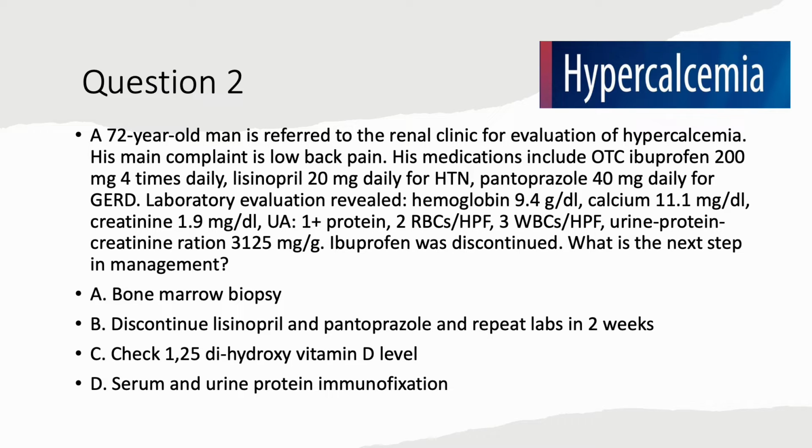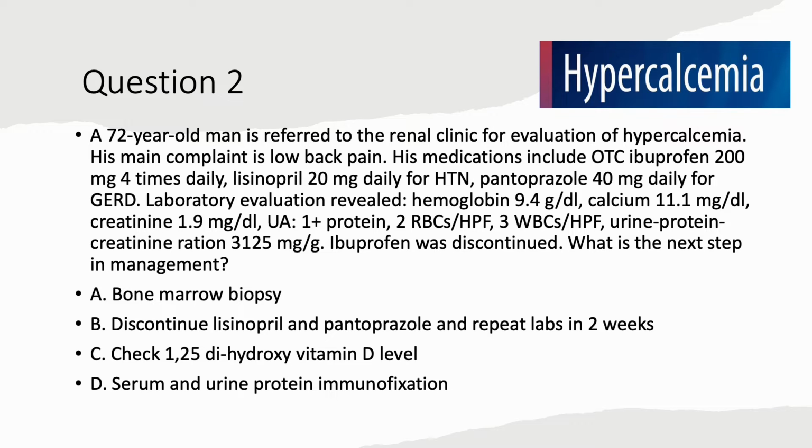Laboratory evaluation revealed a hemoglobin of 9.4 gram per deciliter. Calcium was elevated at 11.1 milligram per deciliter, and ionized calcium was also elevated, so this is verified. Creatinine is elevated at 1.9 milligram per deciliter. Urinalysis shows 1 plus protein, 2 red blood cells, and 3 white blood cells per high power field. Now, urine protein creatinine ratio was very high, 3,125 milligram of protein per gram creatinine. So, ibuprofen was discontinued. What is the next best step in management?